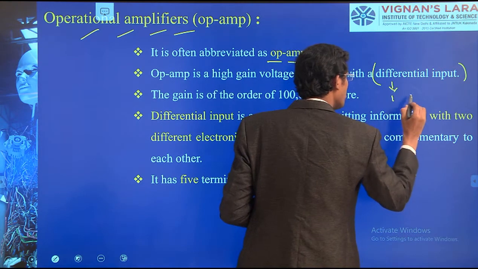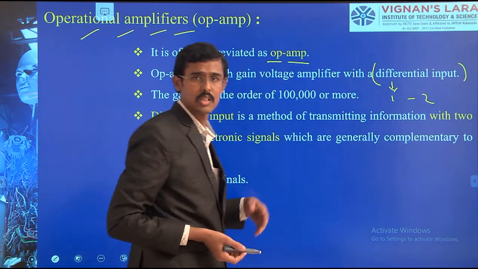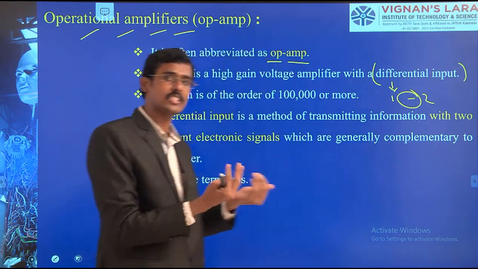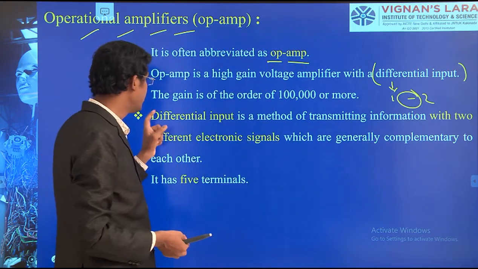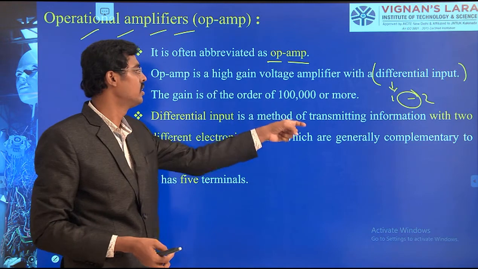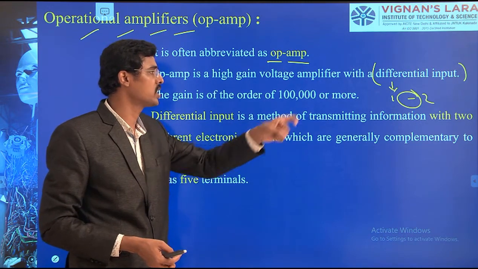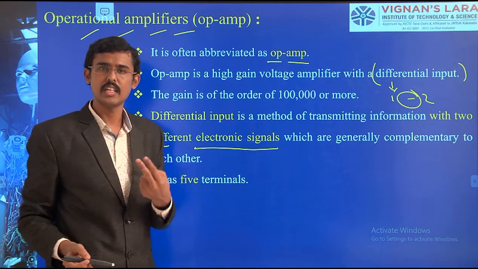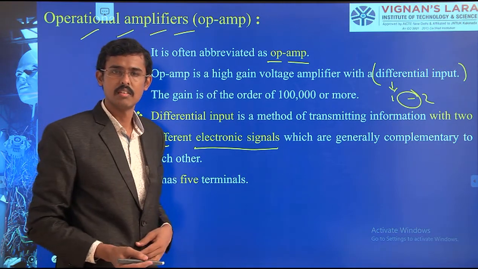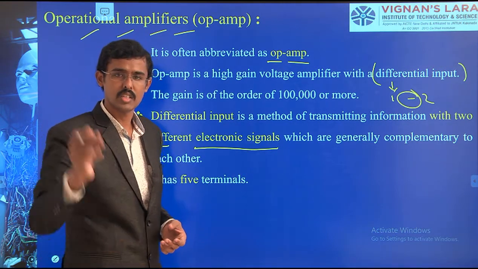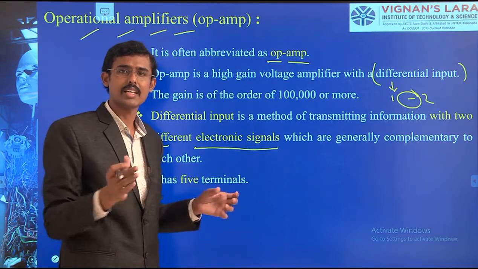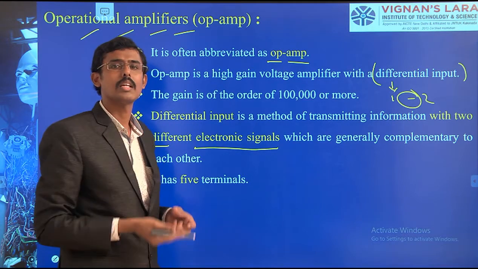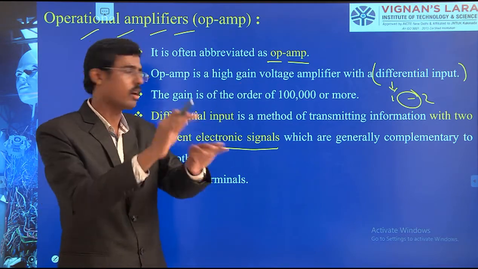They are comparing 1 minus 2. Likewise, it does not mean it is negative. It compares the differences, how much it is. The differential input is a method of transforming information with two different electronic signals. We are taking two signals here. Whether the temperature is to be maintained, what is the temperature there, what is the temperature here. So they compare them, and then it is to be amplified high or low. That is how the operational amplifier works.